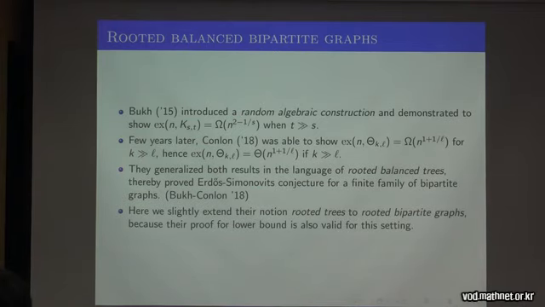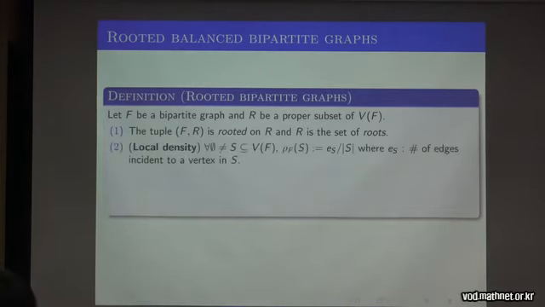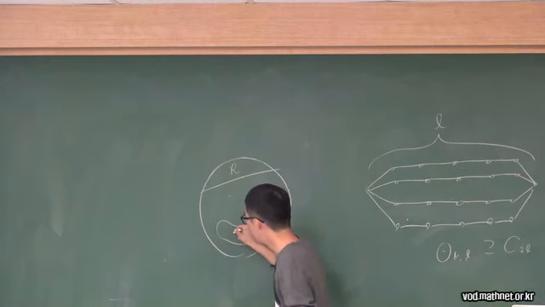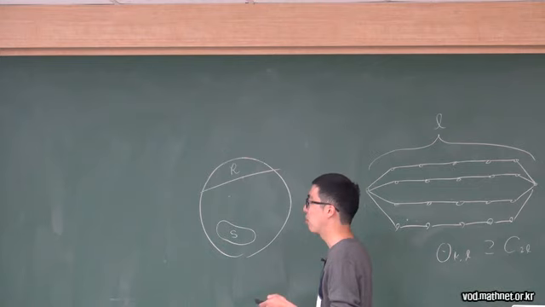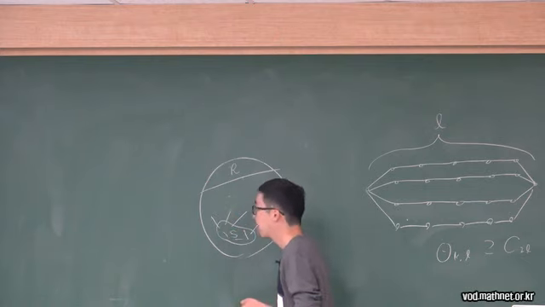So here we slightly extend their notion of rooted trees to rooted bipartite graphs, because their proof for the lower bound is also valid in this setting. So let me briefly introduce the definition. Here, for any bipartite graph and any proper subset of the vertex set, we say the tuple F, R is rooted on R, and R is the set of roots. Here, we may consider a local density. So, given a graph and the set of root vertices, and for any subset S outside of the root vertices, we want to consider the edges incident to a vertex in S.